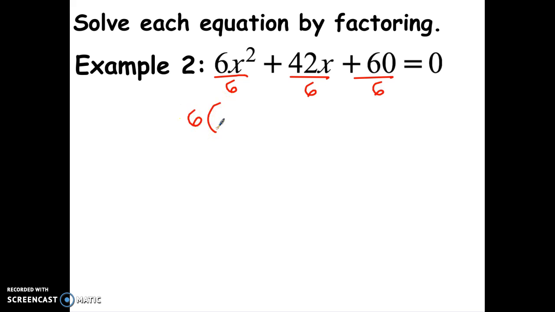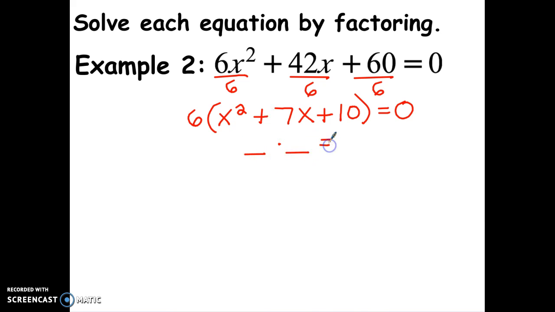So that 6 does not disappear. It comes out as a coefficient for the entire function. So 6x squared divided by 6 is x squared. 42x divided by 6 is 7x. And then 60 divided by 6 is 10. Okay, so now if we just look at what's in this parentheses, that's automatically less intimidating. So let's move on to converting this to intercept form.